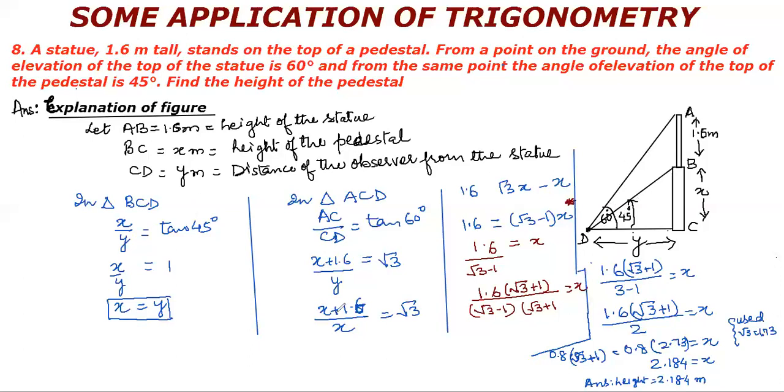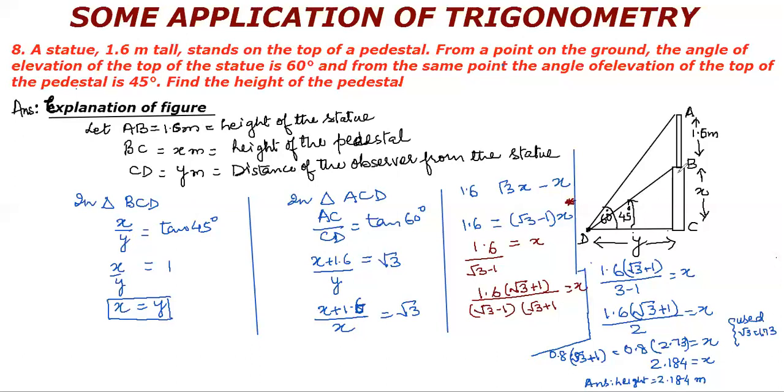So here you will explain all the horizontal and vertical distances. So the height is 1.6 meter, the height of the statue. BC is equal to X meter, the height of the pedestal. And CD is Y meter, which we have considered. And this is the distance of the observer from the statue.